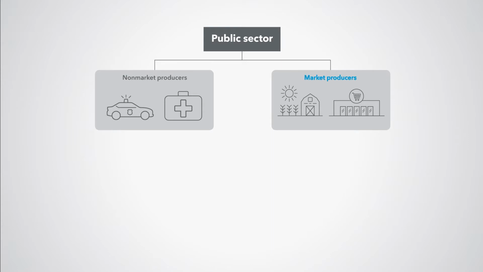A market producer is an institutional unit that provides all or most of its output to others at prices that are economically significant. For example, farmers and supermarket companies. A non-market producer is an institutional unit that provides all or most of its output to others for free or at prices that are not economically significant. For example, a ministry of police or an agency providing social services free of charge.